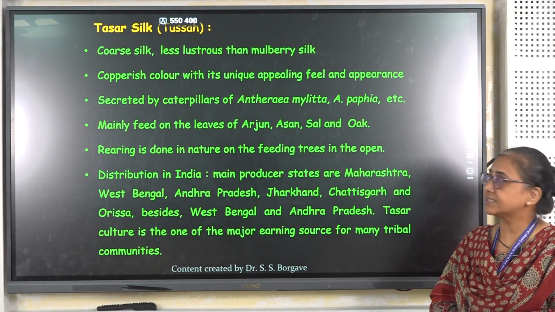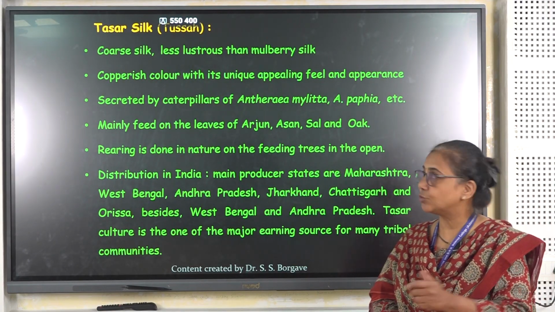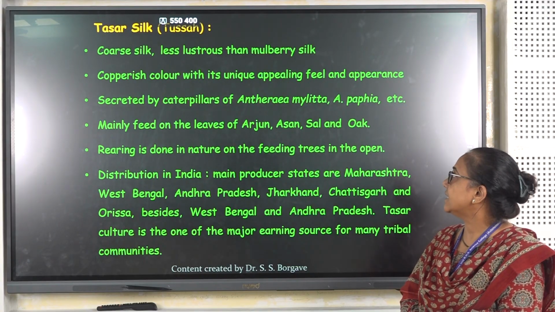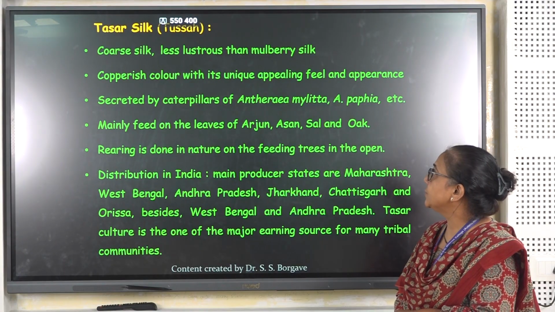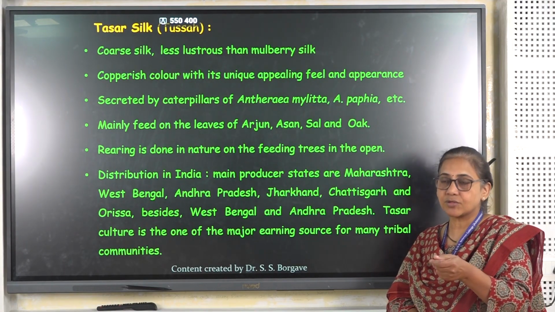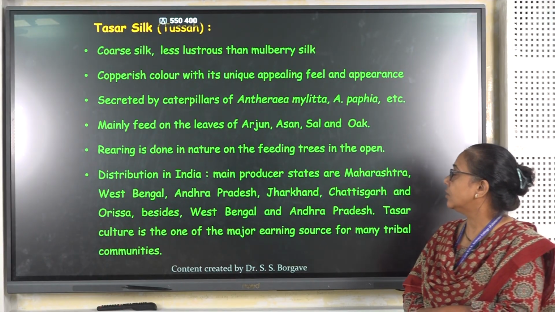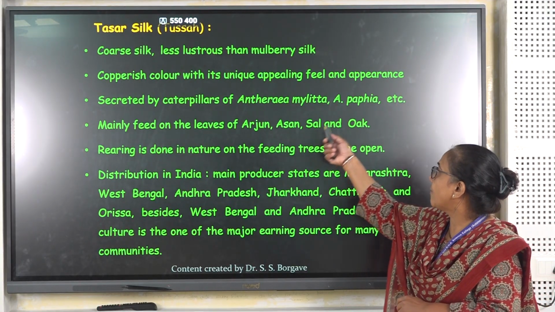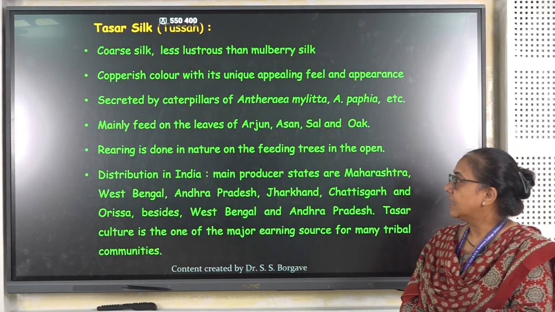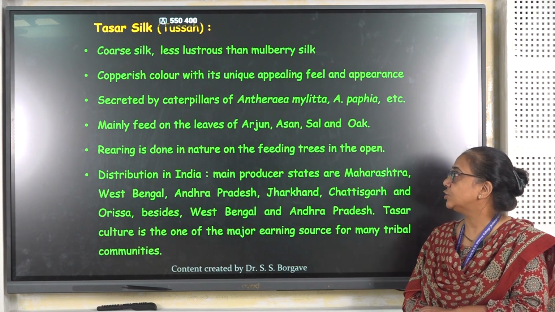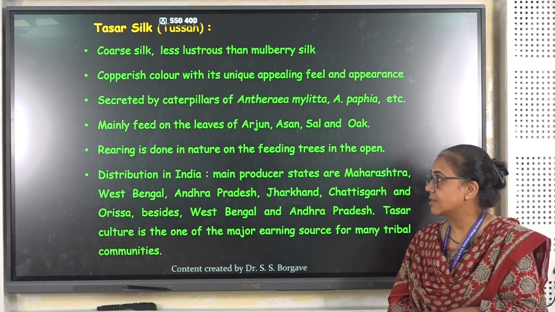The second type of silk is tussar silk, which is a coarse silk as compared to mulberry silk and less lustrous than mulberry silk. The color of the thread is copperish with a unique appealing feel and appearance. It is coarse in touch. It is secreted by the caterpillars of the Antheraea genus. It can be Antheraea mylitta or Antheraea paphia and many more from the Antheraea genus. They mainly feed on the leaves of arjun, asan, sal, and oak, which are very huge trees.